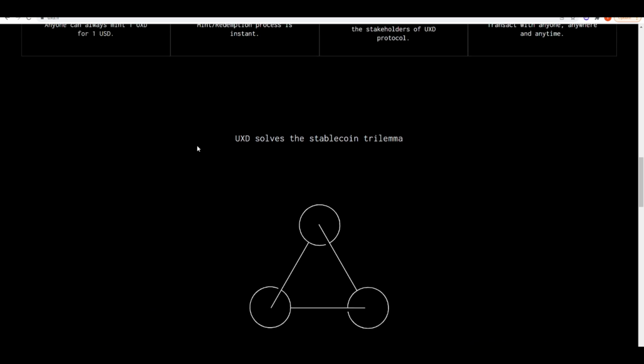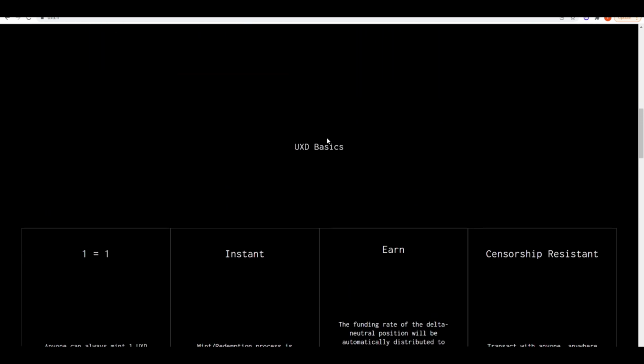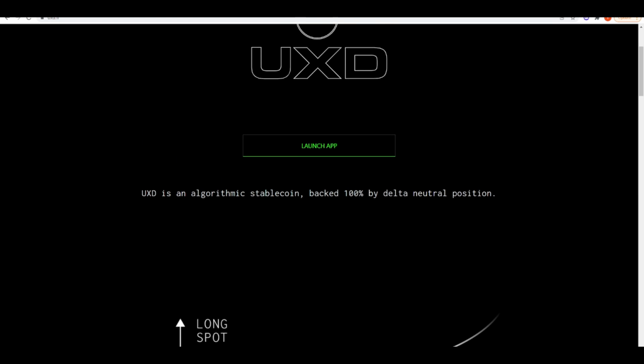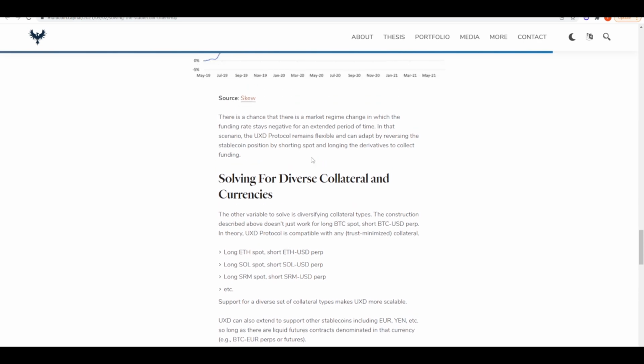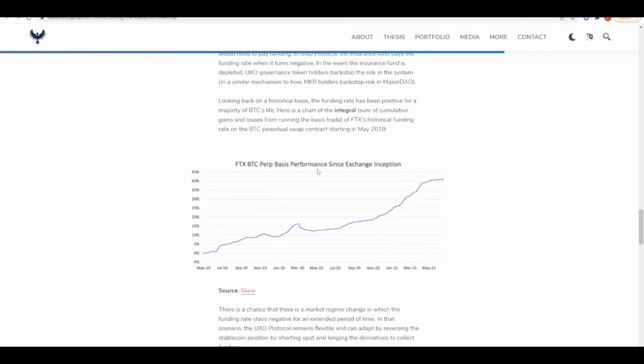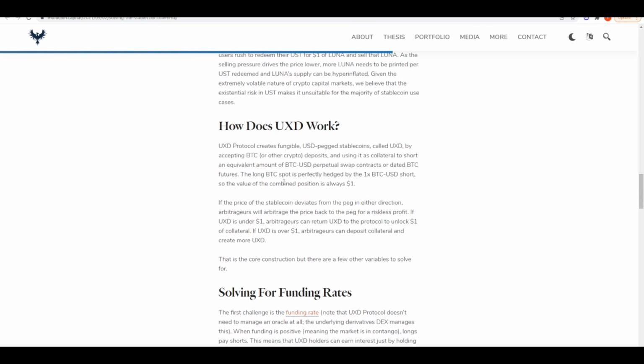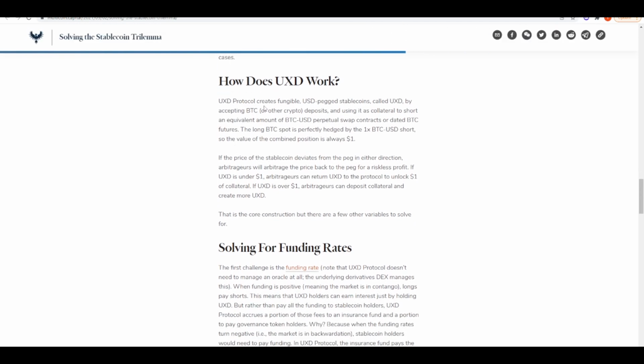So let's talk about how the UXD protocol works, how the stablecoin is minted, and exactly what this 100% delta neutral position means. Multicoin Capital, one of the backers of UXD, wrote a little thesis about why they think it's important and how UXD works. UXD protocol creates fungible USD-pegged stablecoins called UXD by accepting Bitcoin deposits and using them as collateral to short an equivalent amount of Bitcoin USD perpetual swap contracts.